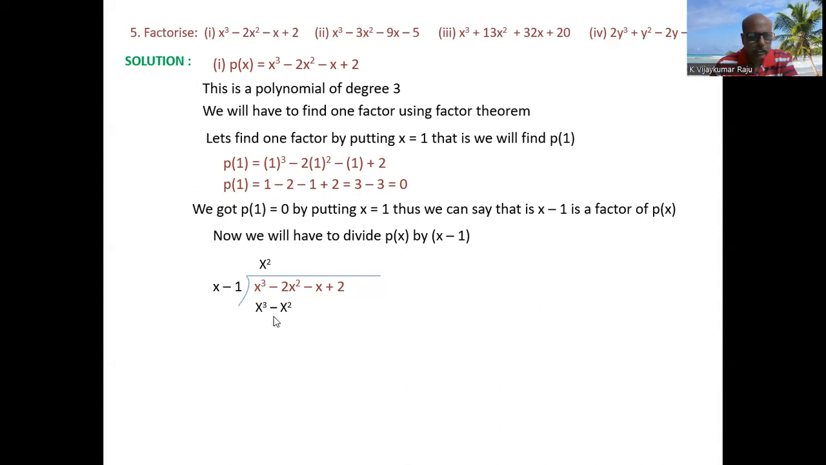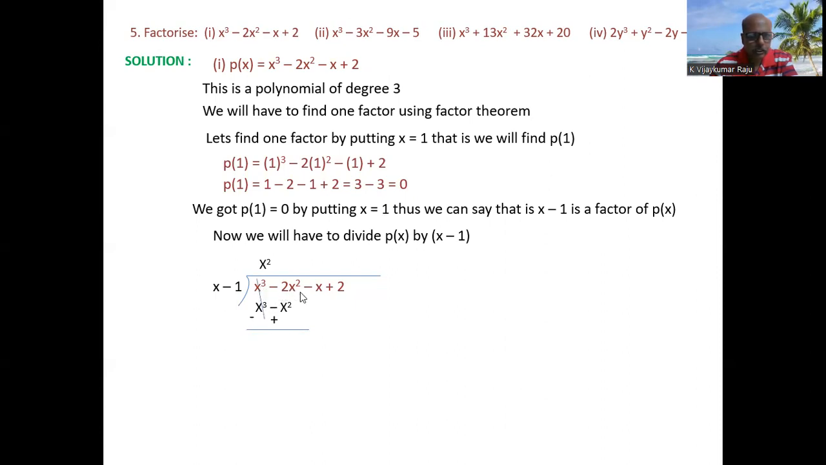So it will be x raised to 3 minus x square. Now you have to subtract it, so you have to change the signs. This will become minus and this will become plus. Once you change the signs, this plus and minus will cancel.